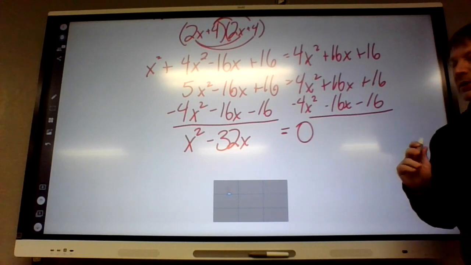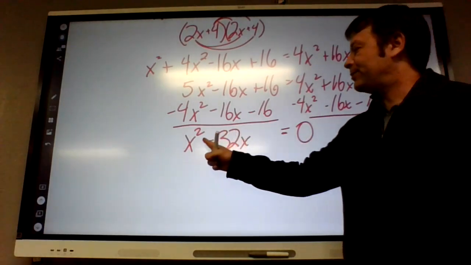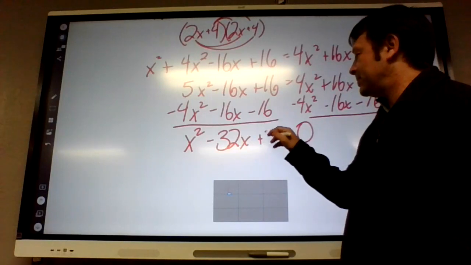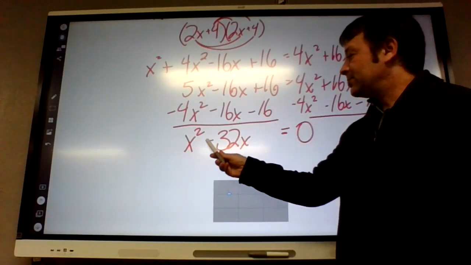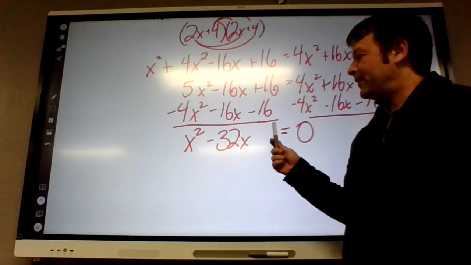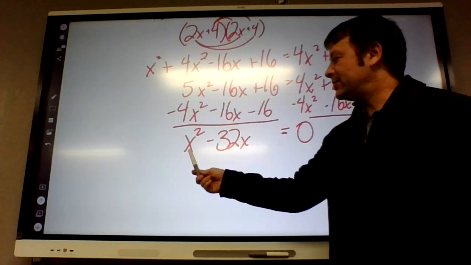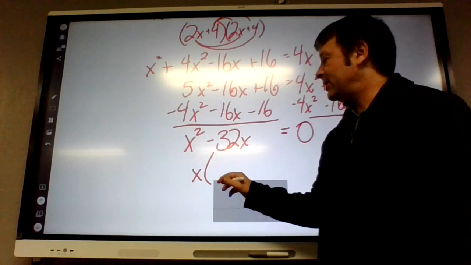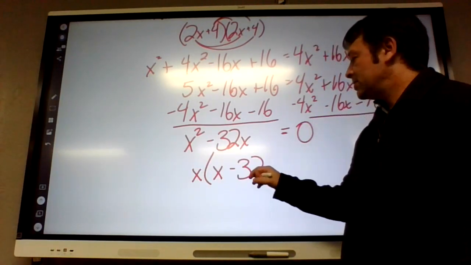I think a week or two ago we did a factoring problem kind of similar to this, but this one doesn't have 3 terms. Normally there's a plus something out here, and then we factor that 3-term factor. This only has two terms, so we can't do the 3-term factoring. We're going to take stuff out. What can I take out of both of these? x. And what's left, if I divide an x out of both of those, is x minus 32.